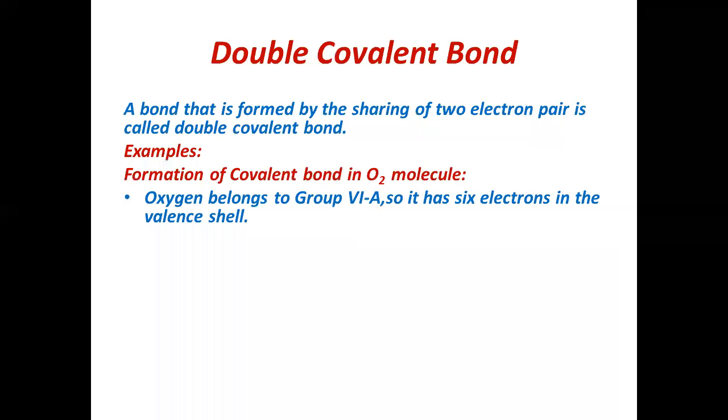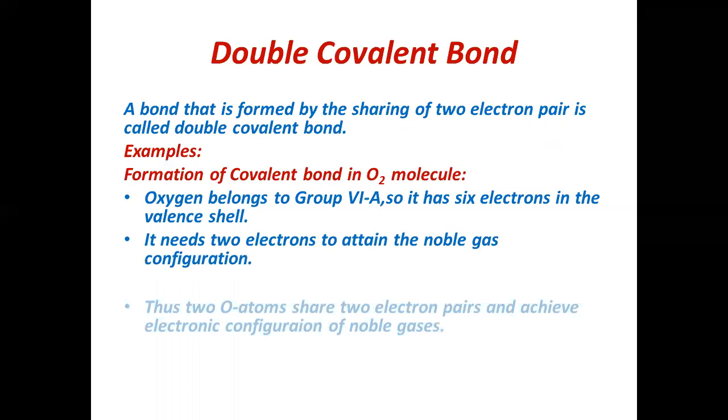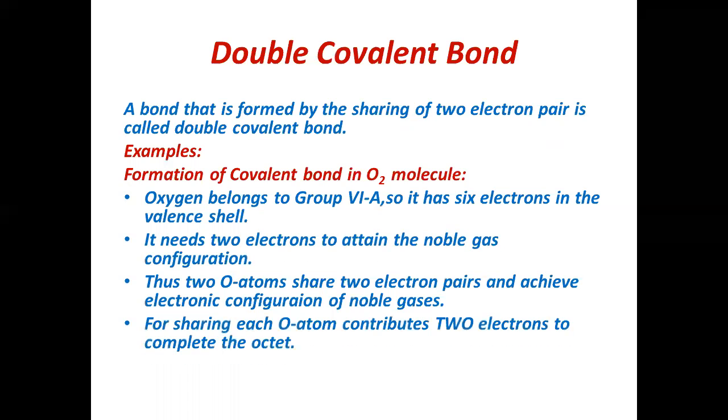Oxygen belongs to group 6A of the periodic table and it has 6 electrons in the outermost shell. It needs 2 more electrons to complete the outermost shell, same like the noble gases or group 8 elements. Thus, two oxygen atoms share 2 electron pairs and achieve electronic configuration of noble gases. For sharing, each oxygen atom contributes 2 electrons to complete the octet.